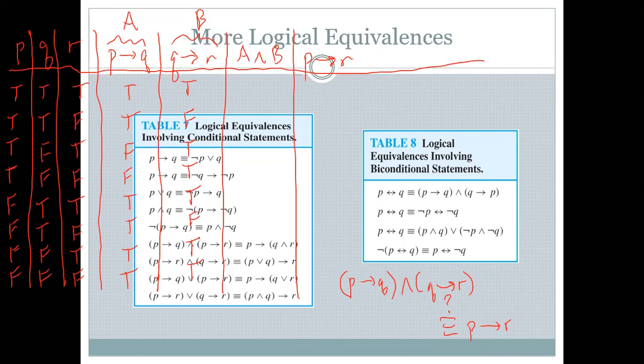And then I called them A and B just for simplicity. So if I add these things together, this is easy. True, false, false, false, true, false, right? I have to have both true to get true, yes? Okay, so I have four falses and four trues. What about P implies R?